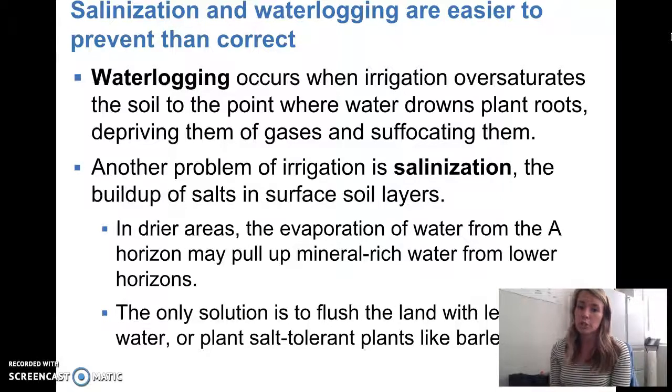The first option to correct salinization is waiting for precipitation to wash the salt away. But especially in Southern California or other places where it's not raining a lot, that would take far too long to wait for the precipitation to wash the salts away. So that's not going to work.